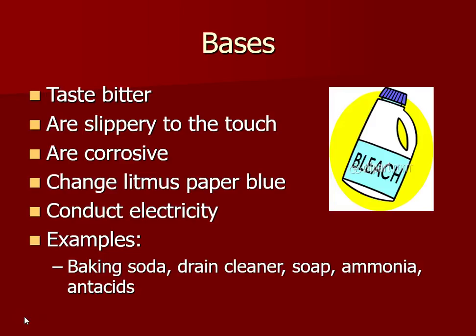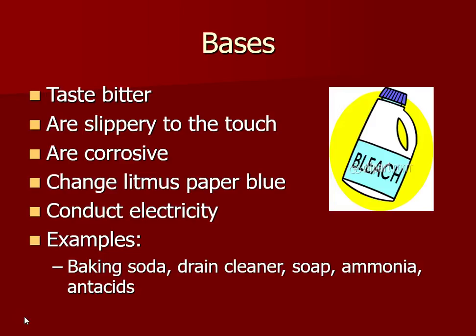Again, that litmus paper is that indicator to tell us if something is an acid or a base. We can have red litmus paper as well, and if you dip red litmus paper into a base, the paper is going to turn blue in color. Bases are also good conductors of electricity.